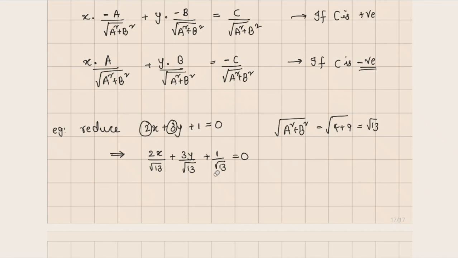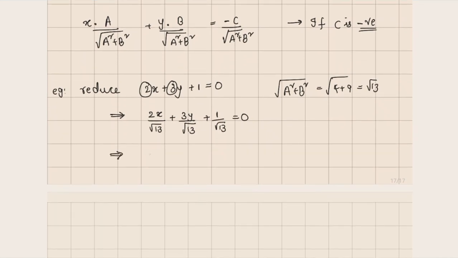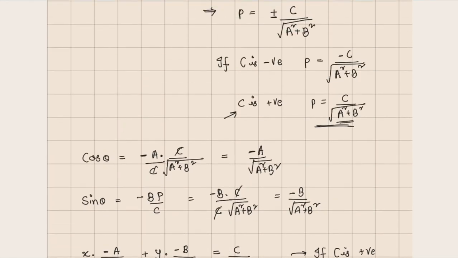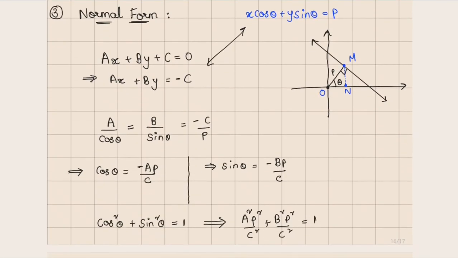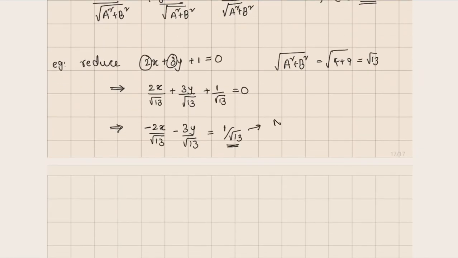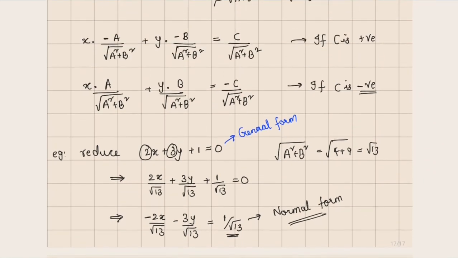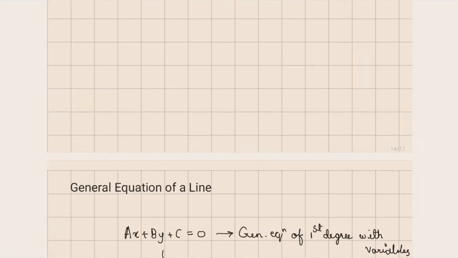Now we have to take this p to the right side such that it remains a positive quantity, which means minus 2x by root 13 minus 3y by root 13 equals 1 over root 13. We need to keep p positive, because that is how we define the normal form, where p is the length from the origin to the line, so it must be positive. So this is the normal form, and this is the general form. We reduced it by dividing with root over a square plus b square. Thank you.